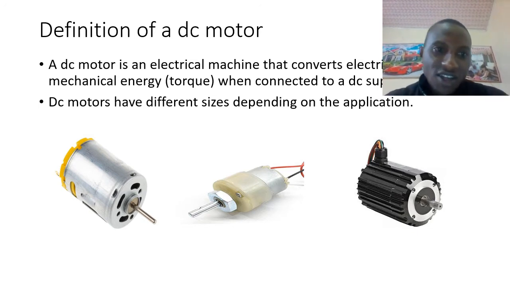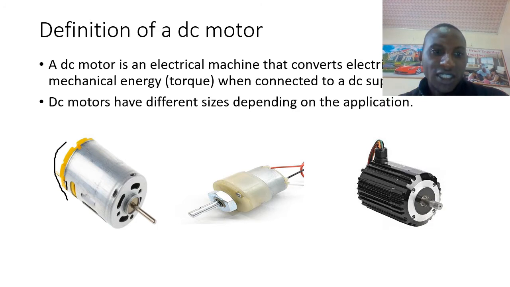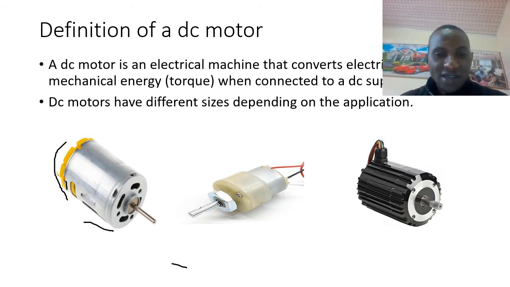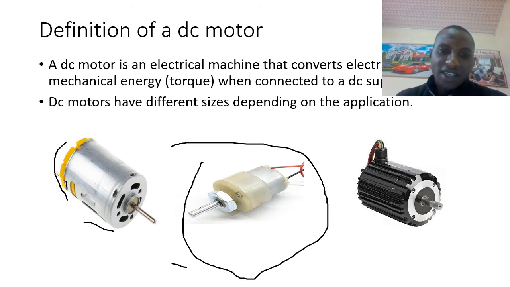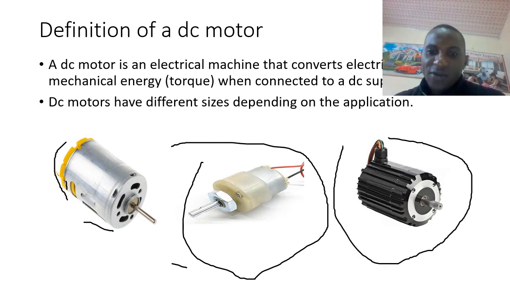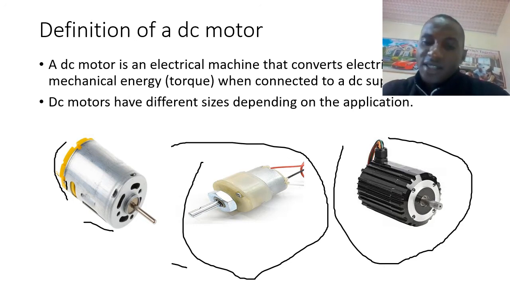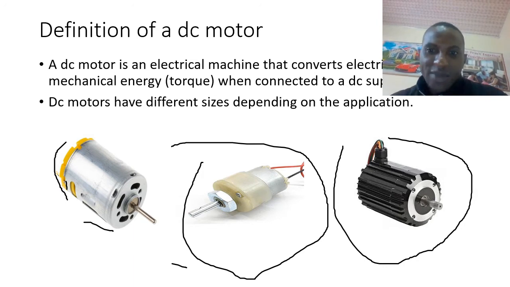Then we say that DC motors come in different sizes. As you can see, this is a DC motor. This can be used for the purposes of the old radio cassettes in turning small DC loads. Then we have another one here. This is used for mostly fans like those of computers. Then we have another one here which is a bit larger, which can be used in, let's say, pumping water. It can be used in ventilation fans and among other uses.